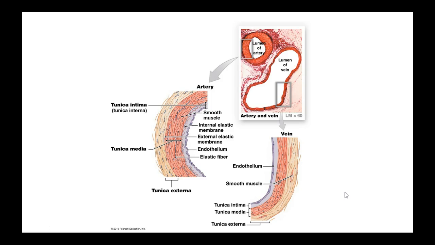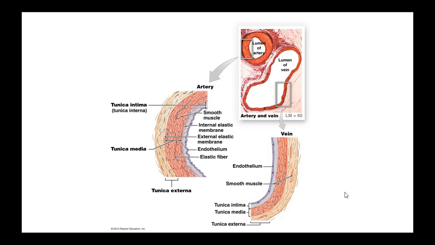Blood pressure, absolutely. It's a higher pressure system. The arterial system's a higher pressure system, as we'll see. The venous system's not so high. So it doesn't need to have as thick of a tissue making up its blood vessel wall.